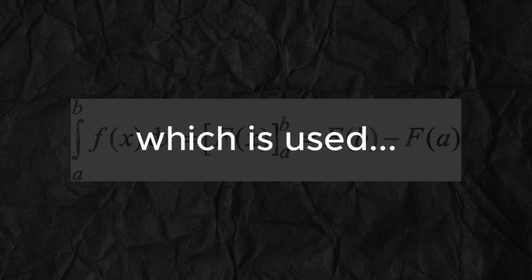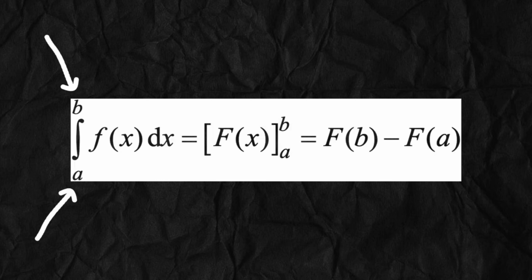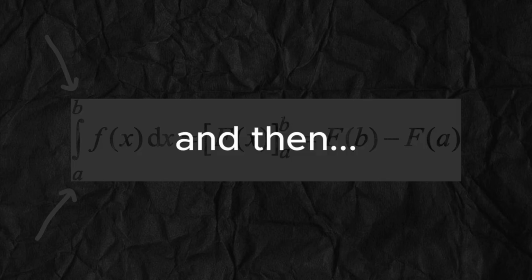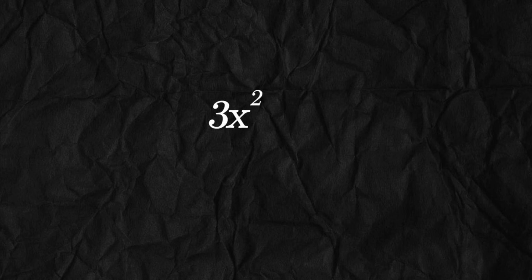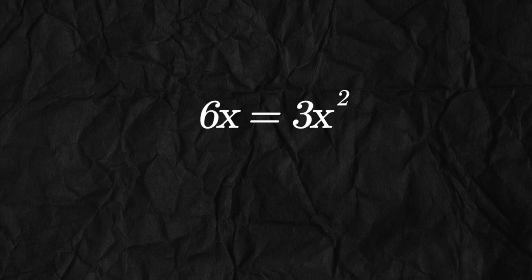This is the formula which is used by first deciding the intervals we want to calculate the area of, and then we do something that literally can't stand derivatives so much, they've named themselves antiderivatives, which are basically derivatives in reverse. 3x squared, for example, is x cubed. 6x anti-derived is 3x squared.